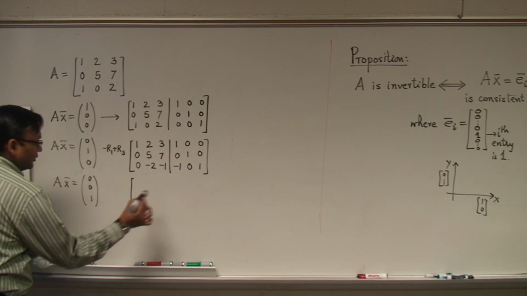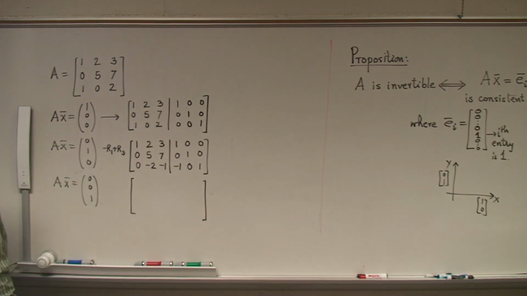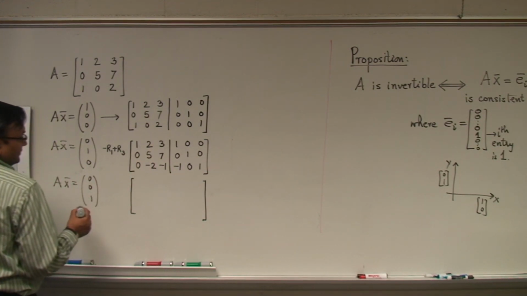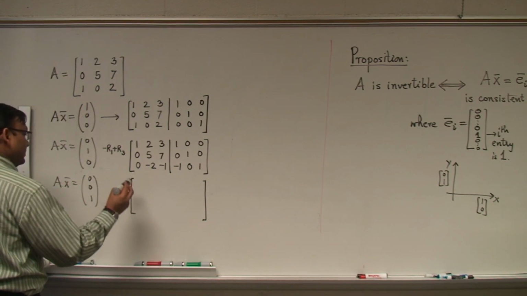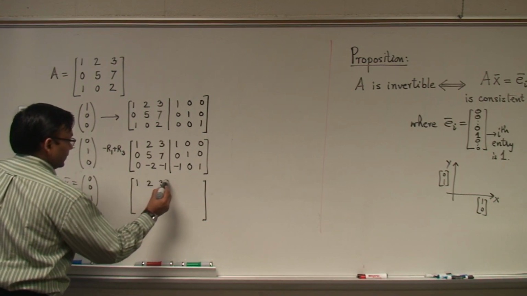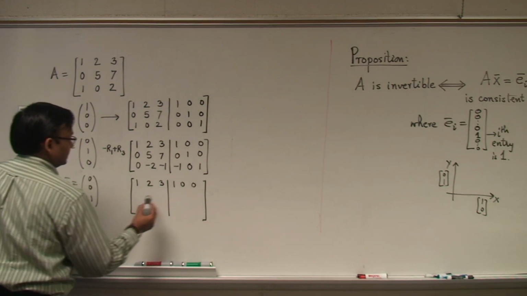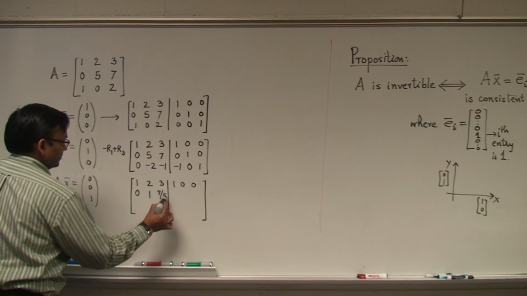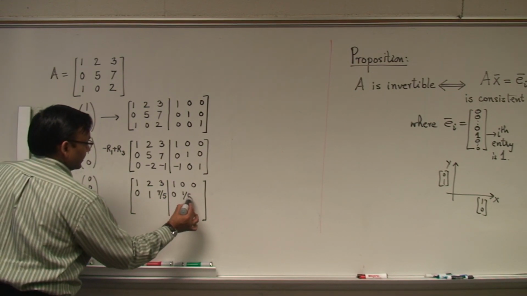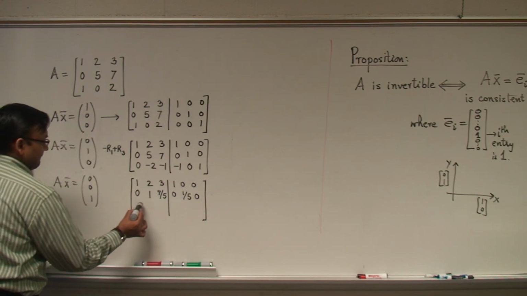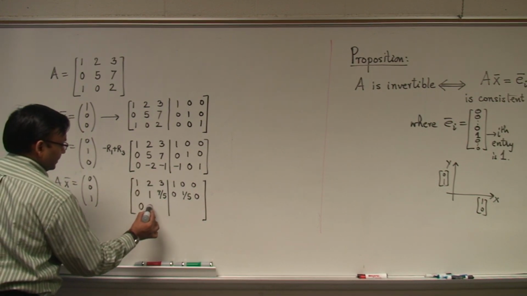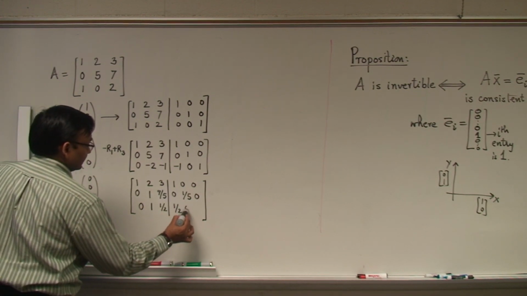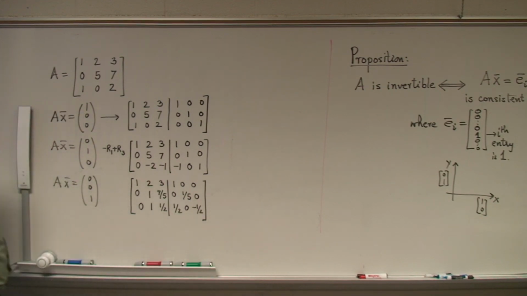Now, if I go a little further, I try to see what can I do with this guy. 5, okay. Let's see. 1, 2, 3, 1, 0, 0. Suppose I divide by 5 throughout. Remember, that's a valid row operation, so there is nothing stopping us from doing it. And similarly, I divide by minus 2 over here. So I will have 1 half, 0, and minus 1 half. Okay.